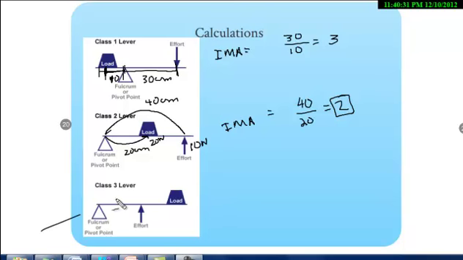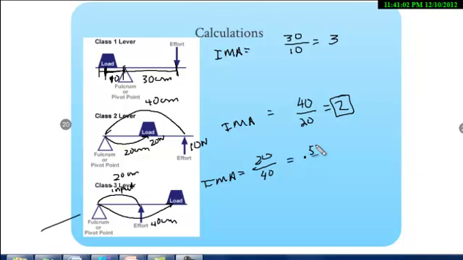Finally, this is a class 3 lever. Here my input distance is now shorter. This is my input, and let's say that is now 20 centimeters. And my output distance is again from the fulcrum to the load force, and let's say that is now 40 centimeters. So now my ideal mechanical advantage is my input 20 over my output 40, and that would equal 0.5. 1/2 would be my mechanical advantage.